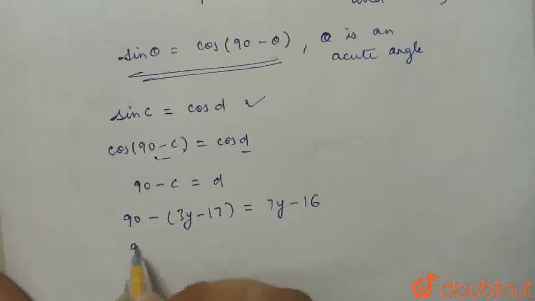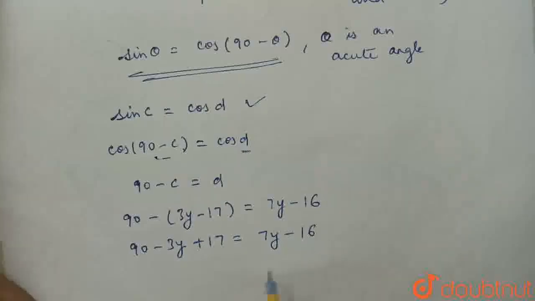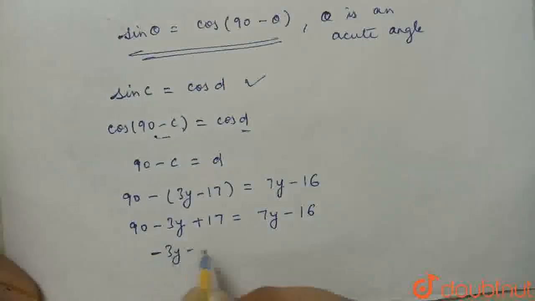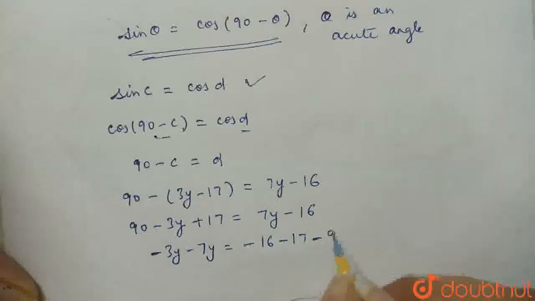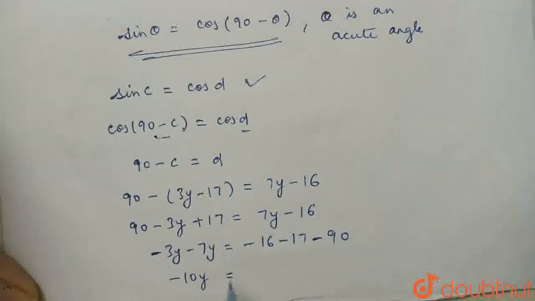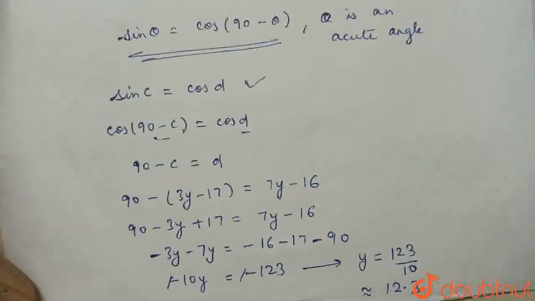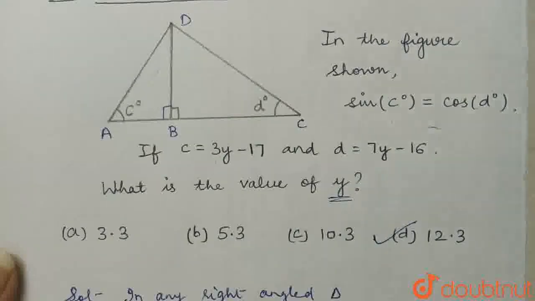Solving it further, 90 minus 3y plus 17 is equal to 7y minus 16. Now shifting the y terms on one side and the constant terms on the other side, we get minus 3y minus 7y is equal to minus 16 minus 17 minus 90. So minus 10y is equal to minus 123, negative sign gets cancelled. So therefore y becomes 123 by 10 and hence it is 12.3. So our answer is the value of y is 12.3, and according to the given options, our option D is correct.